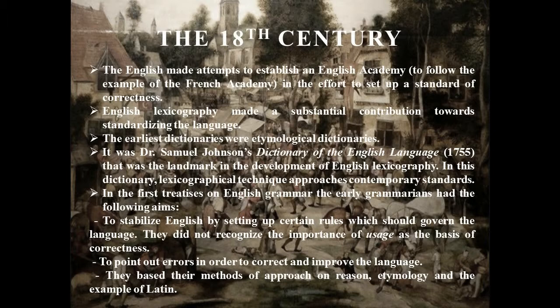The early grammarians had the following aims: to stabilize English by setting up certain rules which should govern the language. They did not recognize the importance of usage as the basis of correctness. To point out errors in order to correct and improve the language. They based their methods of approach on reason, etymology and the example of Latin.